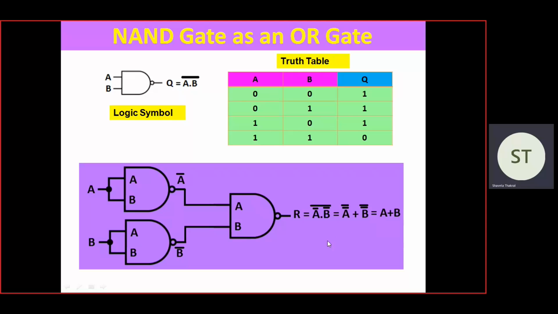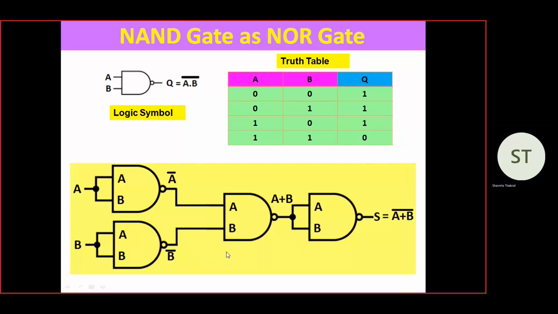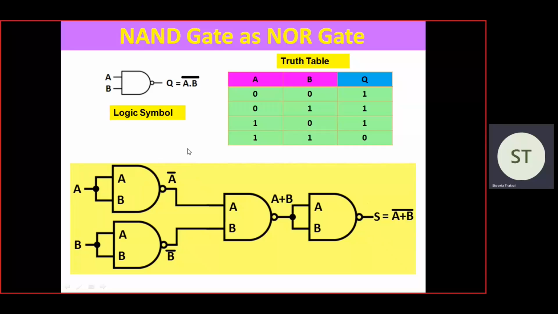So in this way we have verified that this particular designed circuit is acting as an OR gate, and that we have designed using only NAND gates. Then next we have NAND gate acting as NOR gate, and already we have designed the OR gate using only NAND gates. So this is the circuit we have designed for the OR gate.